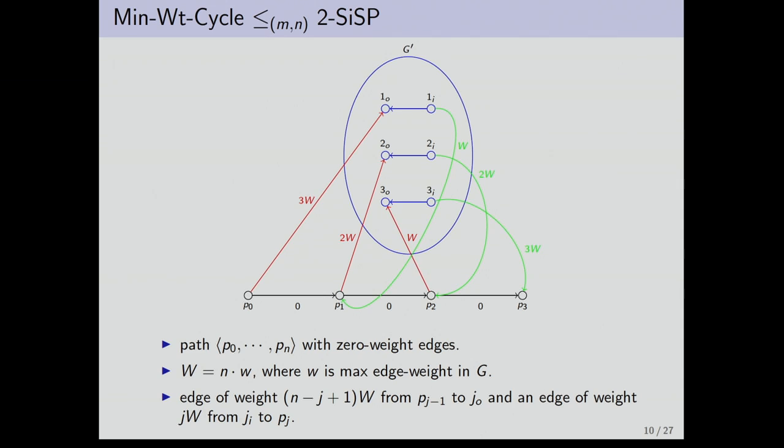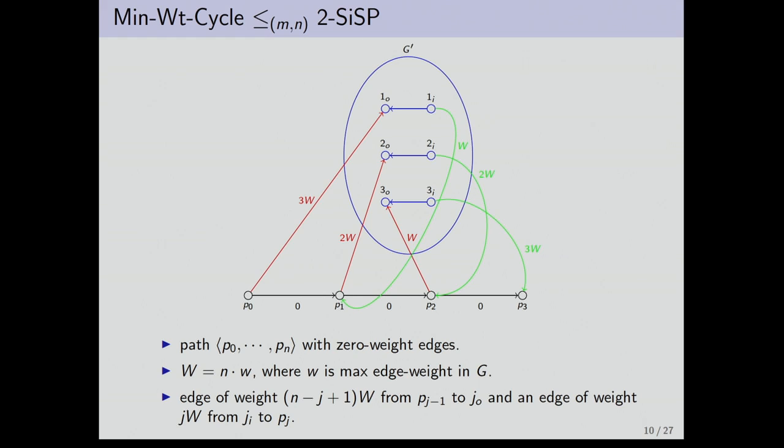If we consider the jth vertex in here, Ji to Jo, there will be an incoming edge to Jo from Pj minus 1. So this is 2O, so it comes from P1. And there will be an outgoing edge from Ji to Pj. So those are the green edges.